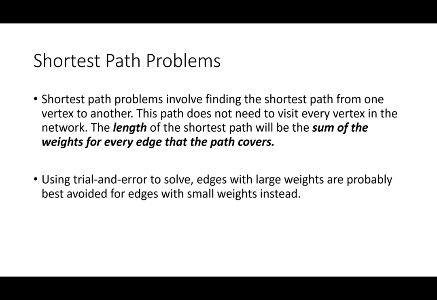So the length of the shortest path is just the sum of the weights for every edge that it covers. We use trial and error to solve. So that's important. There are mathematical ways to prove that something is the shortest way, but we don't do it at this level. So we just use trial and error. Generally there'll be an obvious shortest path.